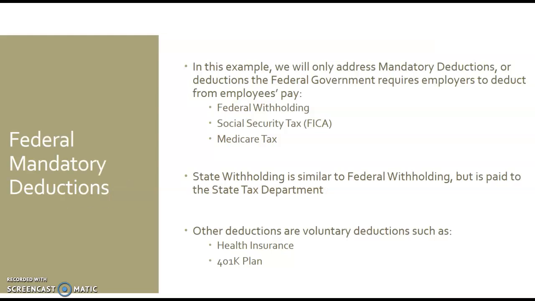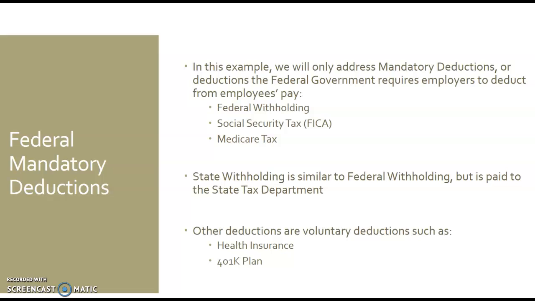So in this example, we're only going to address mandatory deductions, or deductions the federal government requires employers to deduct from employees' pay. And the three deductions that we're going to talk about today are federal withholding, Social Security tax, also referred to as FICA tax or FICA, and Medicare tax.